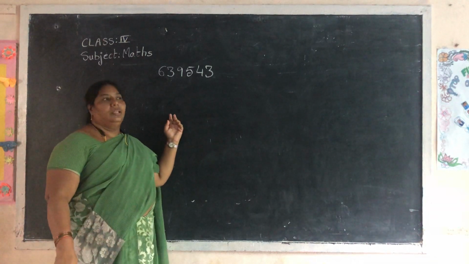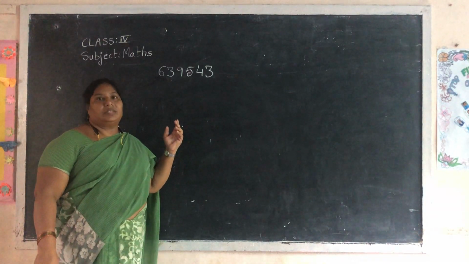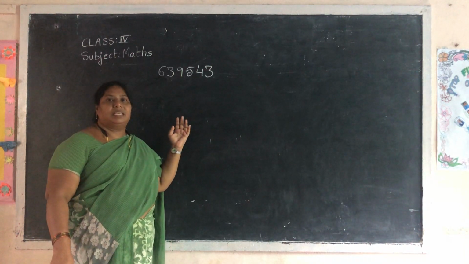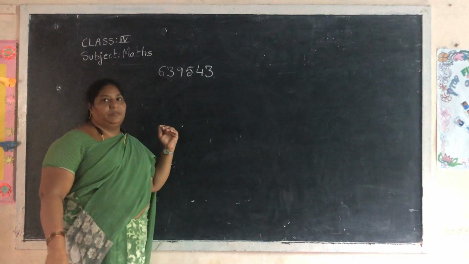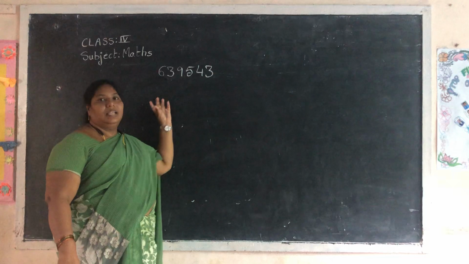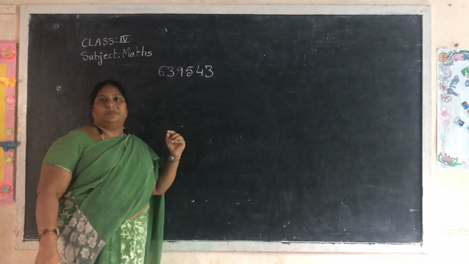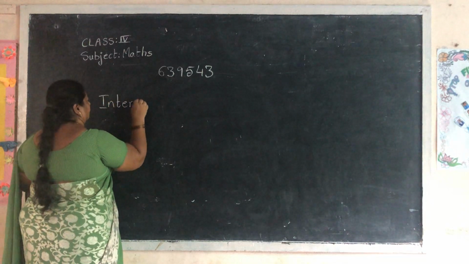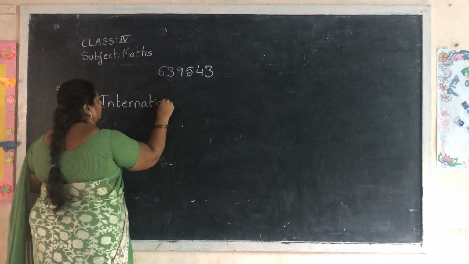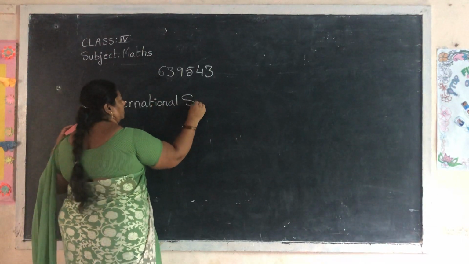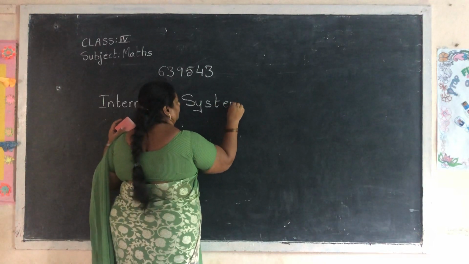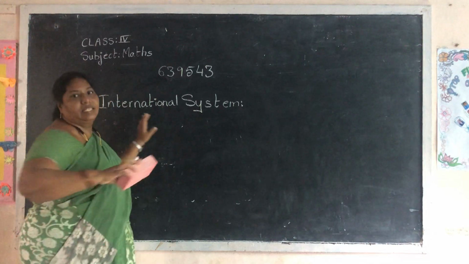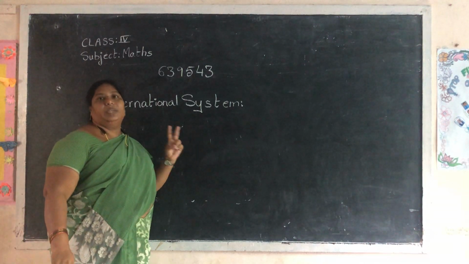You know, the Hindu Arabic system is also called the Indian system. Indian system is another name for the Hindu Arabic system. Now I am going to explain this number in the international system. In the international system, there are 2 periods.